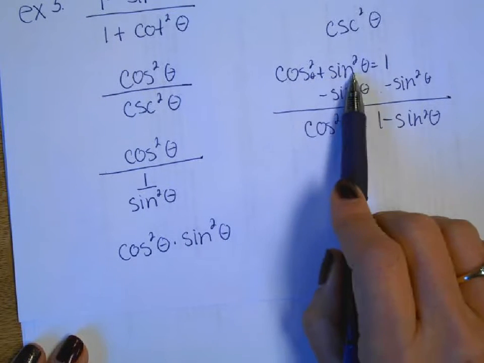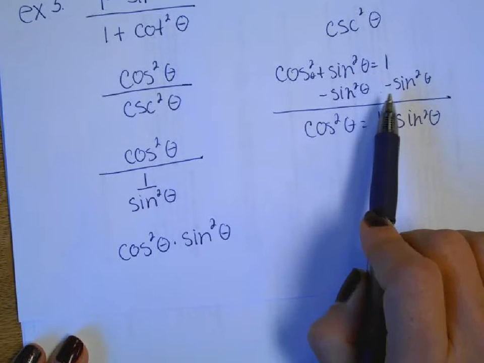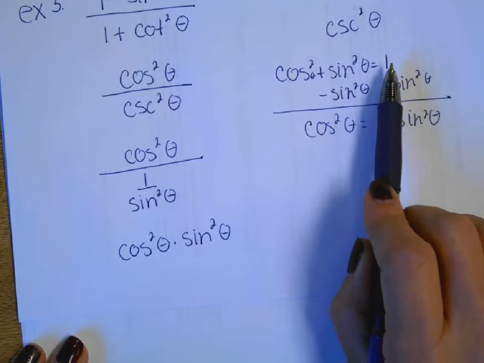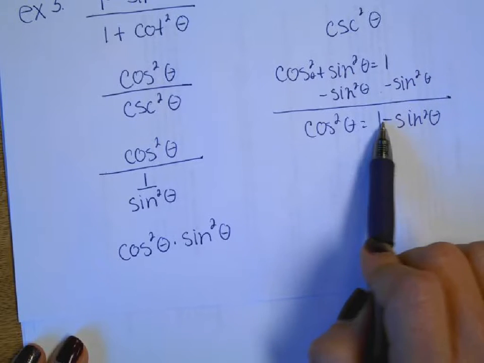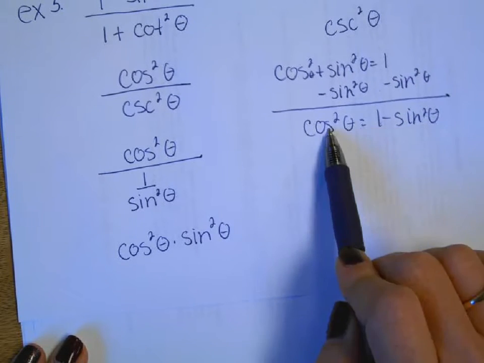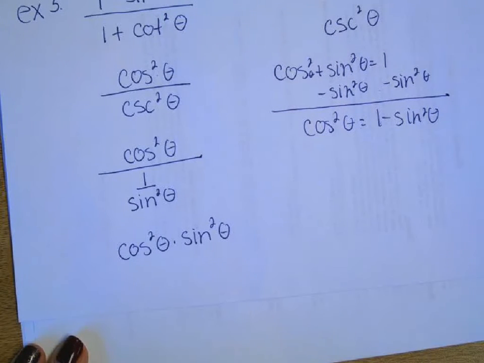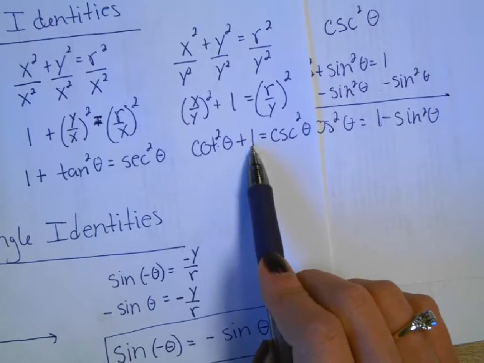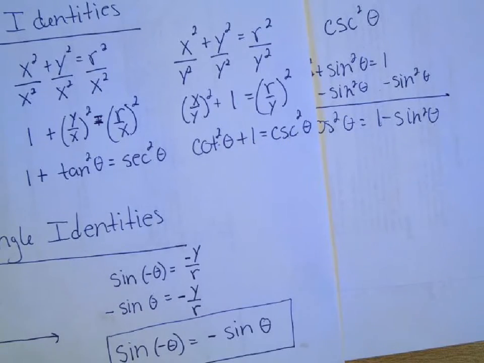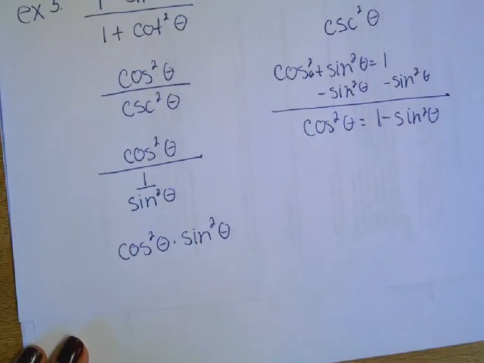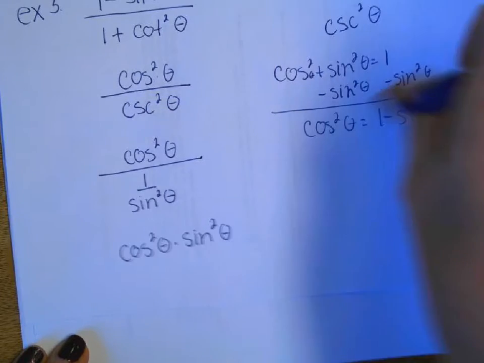I used 2 Pythagorean identities to go from the first step to the second step. I took cosine squared plus sine squared equals 1 and rearranged it so that it says 1 minus sine squared equals cosine squared. So the whole top equals cosine squared. And the whole bottom equals cosecant squared, because of this one right here: cotangent squared plus 1 equals cosecant squared. Alright. Okay, number 4.